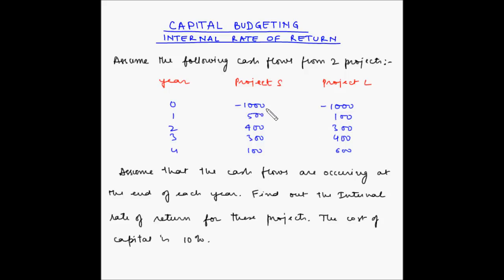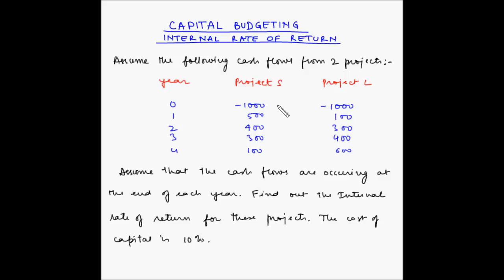Initially the outflow, or the investment into the project S as well as L, is 1000 rupees each, and then subsequently there are cash inflows from both the projects. Assume that the cash flows are occurring at the end of each year. Find out the internal rate of return for these projects. The cost of capital is 10%.